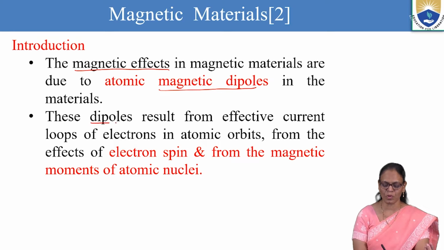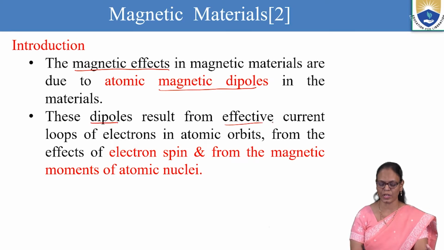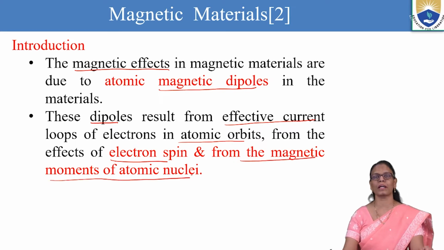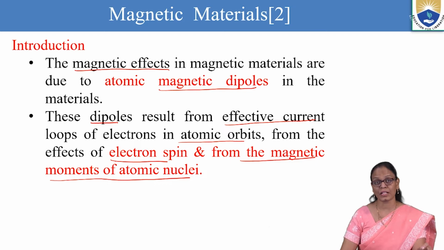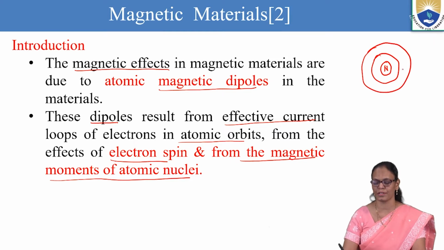These dipoles are a result of the effective current loops in the atomic orbits and also from the effect of electron spin and from the magnetic moments of atomic nuclei. Whenever we are talking about the structure of an atom, we have the nucleus at the center and electrons revolving around the nucleus in fixed orbits. We have the electrons revolving like this in a fixed orbit.